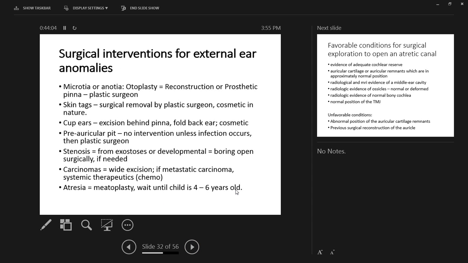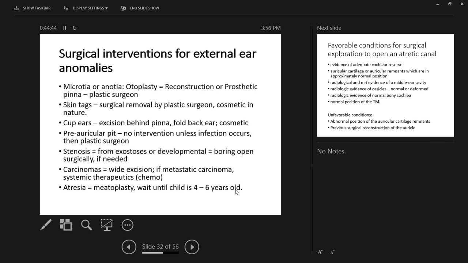Surgical interventions. Well, if you have a microtia or an anotia, there can be an ear reconstruction that's typically done by a plastic surgeon. Skin tags, just a surgical removal of it. Cup ears, this is where they can do an excision behind the pinna and just fold it back. It's more for cosmetic purposes. Periauricular pit, typically don't need to do anything. Stenosis, either from the exostoses, or if it's developmental, as in the canal was stenotic at birth, you can have an otologic surgeon open it up, bore it open.